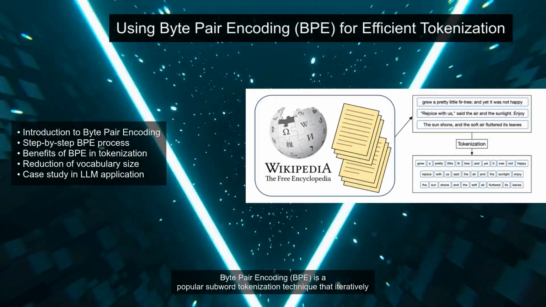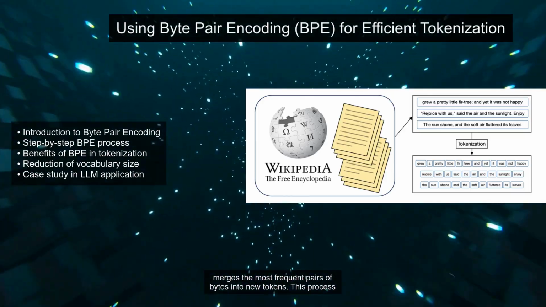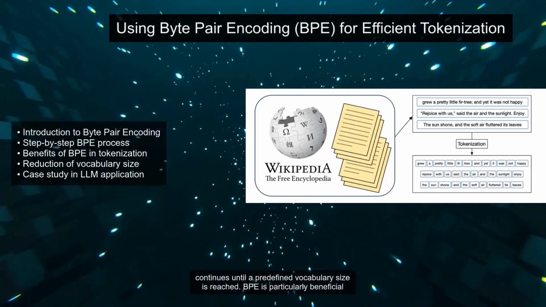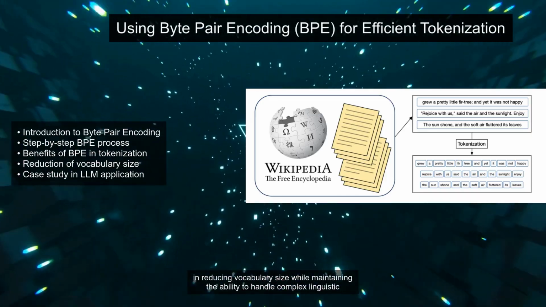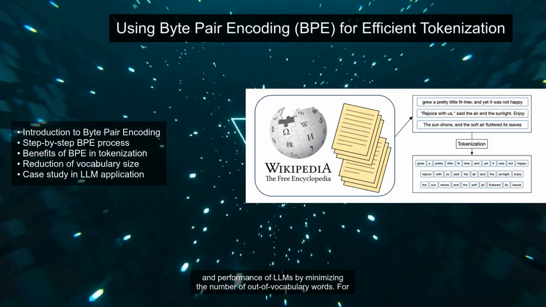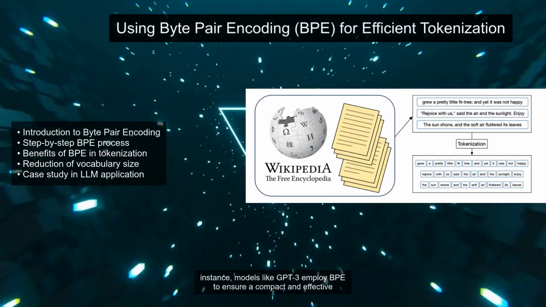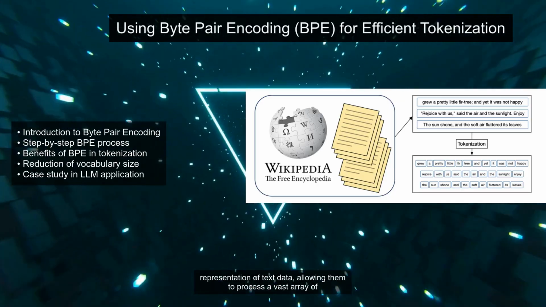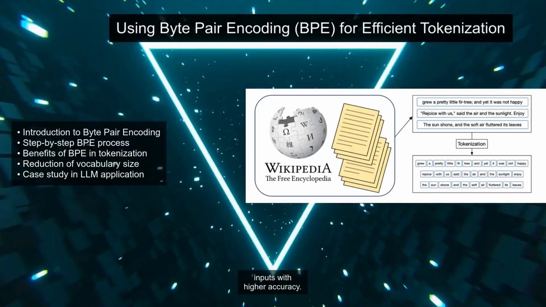Byte Pair Encoding, BPE, is a popular subword tokenization technique that iteratively merges the most frequent pairs of bytes into new tokens. This process continues until a predefined vocabulary size is reached. BPE is particularly beneficial in reducing vocabulary size while maintaining the ability to handle complex linguistic structures. In practical applications, BPE has been shown to improve the efficiency and performance of LLMs by minimizing the number of out-of-vocabulary words. For instance, models like GPT-3 employ BPE to ensure a compact and effective representation of text data, allowing them to process a vast array of inputs with higher accuracy.